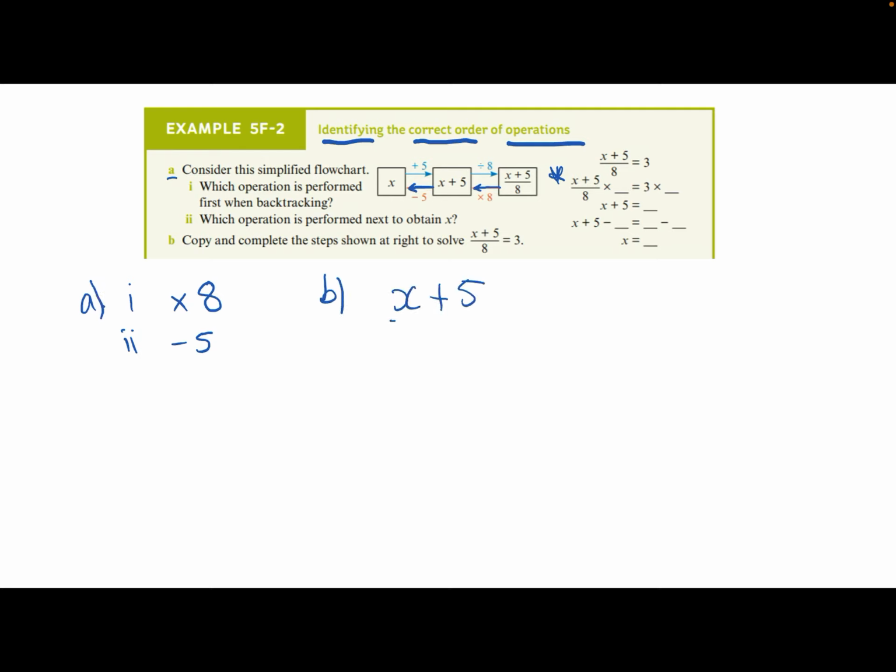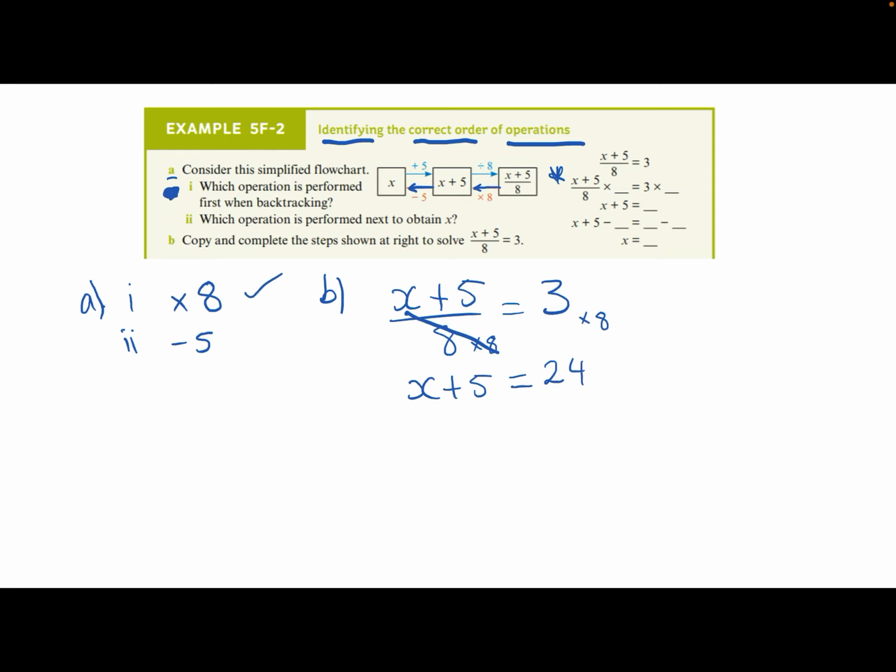x plus 5 over 8 equals 3. And we've just found in part A the first operation we need to do with this one: we need to times 8 to both sides. Okay, so if we times 8, let's simplify it. If we're dividing by 8 and then we times by 8, that cancels out, so we're left with x plus 5. And we need to keep it equal across both sides. 3 times 8 is 24.